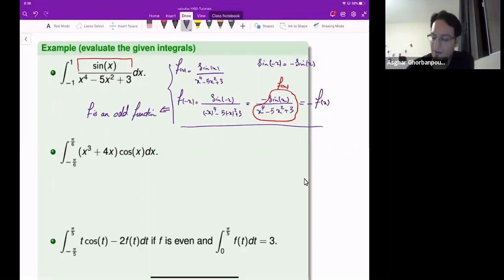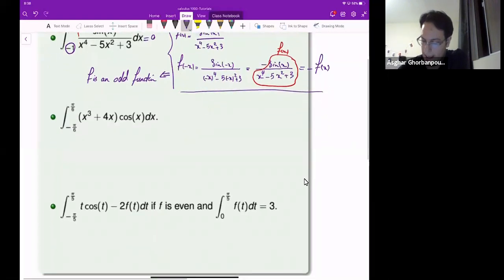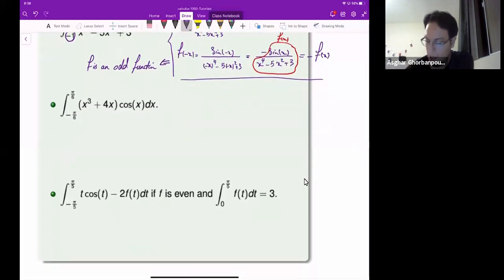An integral of an odd function on any interval from negative a to a, in this case negative 1 to 1, is going to be equal to 0. Okay. How about this other one?